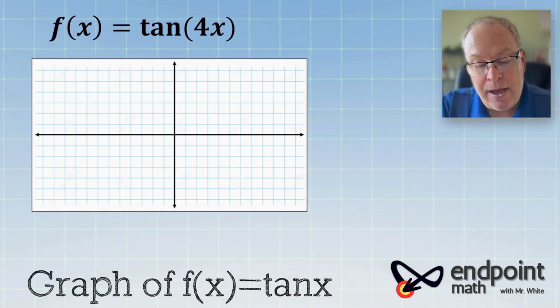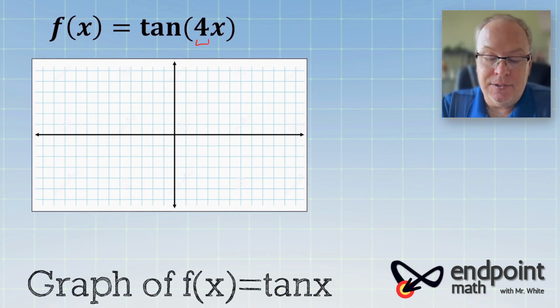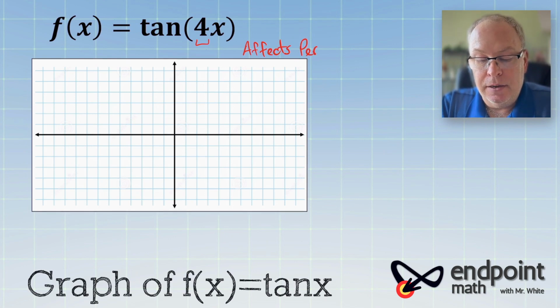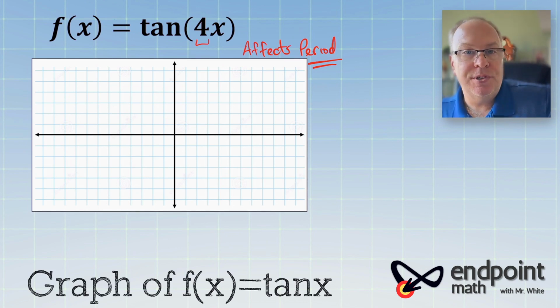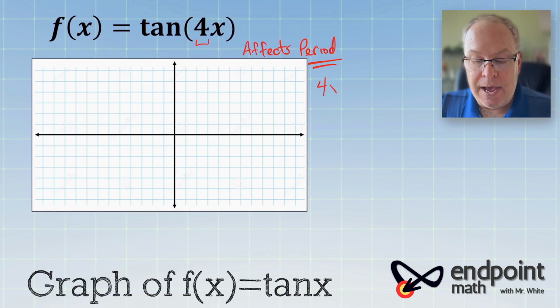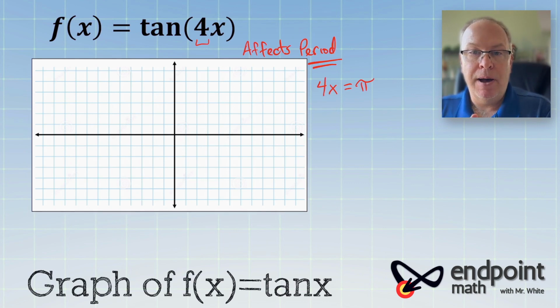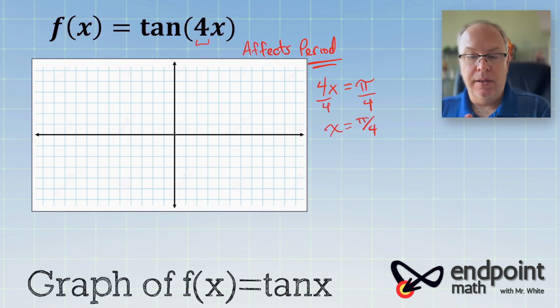Tangent of 4x. So now this is on the inside. So this affects the period. Okay, it affects the period this time. So just like with sine and cosine, what I always taught my students was to say 4 times x, when does that finish? When does it come out to be pi? You set up that little equation, you divide by 4, you get pi over 4 is the period.